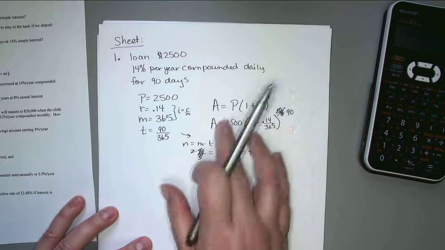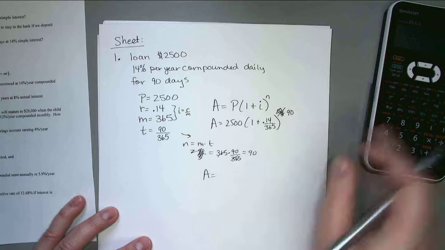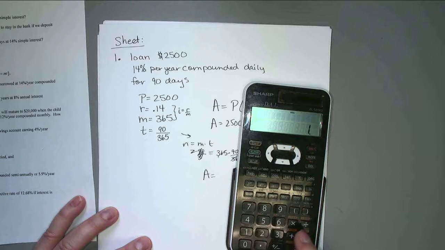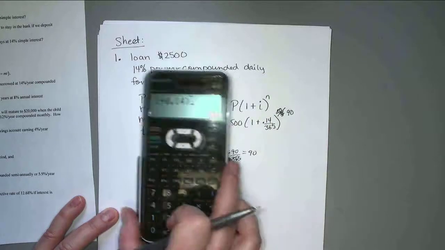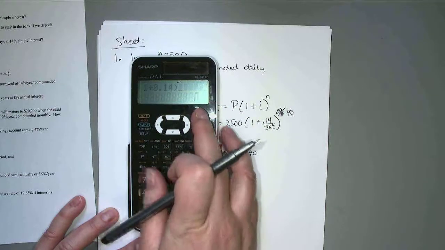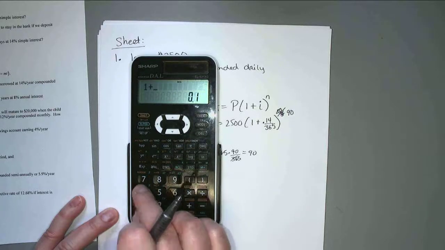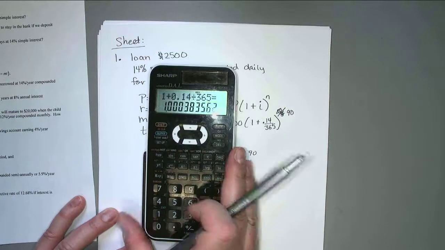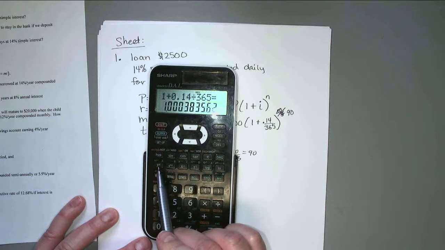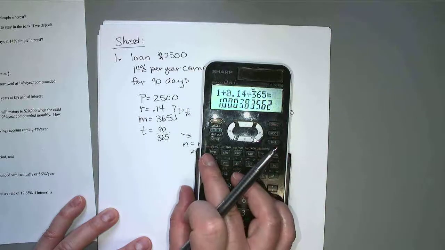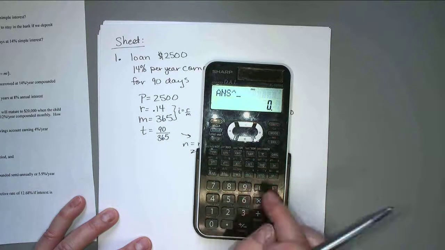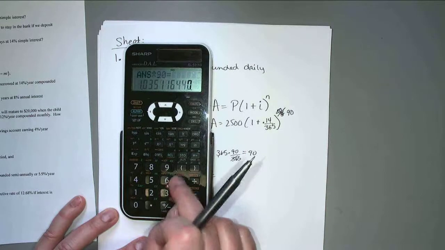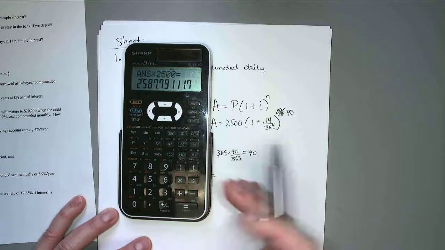Now we need to put this all in the calculator in 1. You can't round it off. So to do that, I would do the bracket first to the power 90. So you could do 1 plus 0.14 divided by 365. So that's the bracket, but don't write that answer down. And then just push y to the x. So that's right here. Y to the x. And that says your answer to what power? We want to the power 90. So that gave me the bracket, and I need to multiply it by 2,500. And now we round off because we've got our answer.